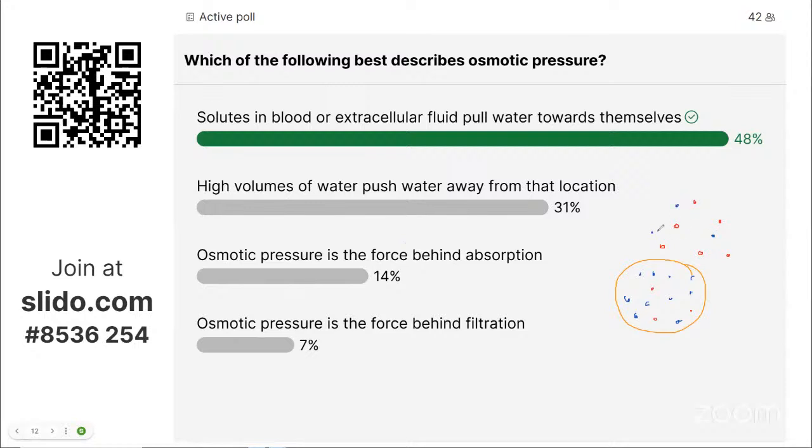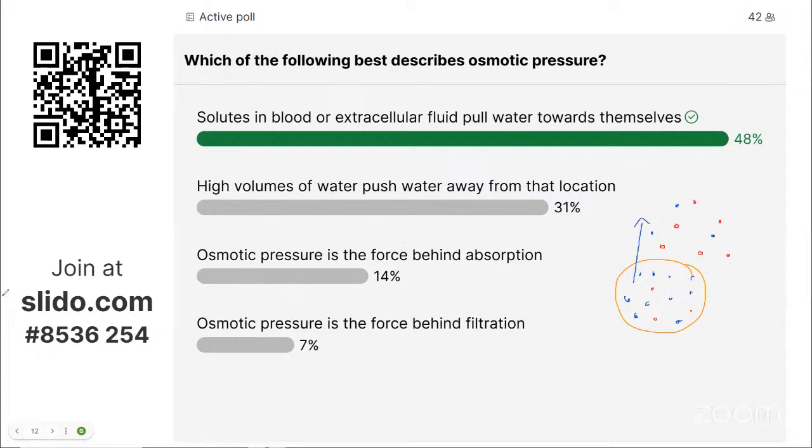So you can think about this in two ways, right? Before, we might have been thinking about water moving down its gradient, right? So we had lots of water here inside the cell, less water outside the cell. So we could tell the direction that way, right? So we could see that we have water moving out of the cell in this example.